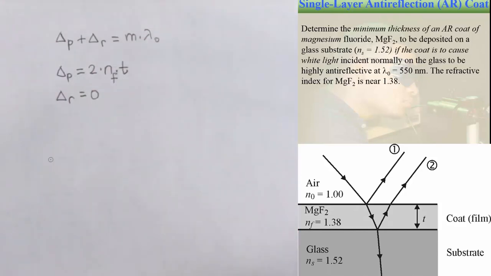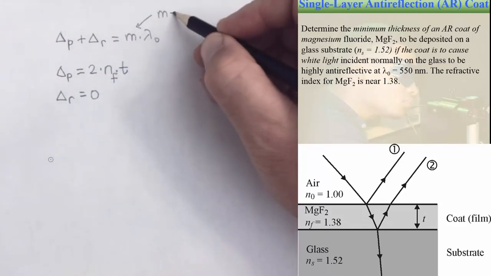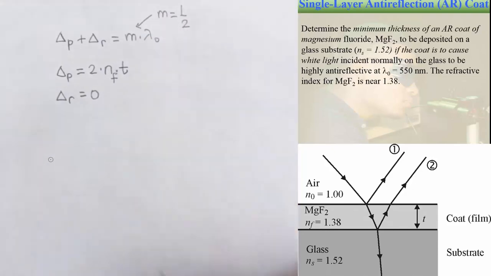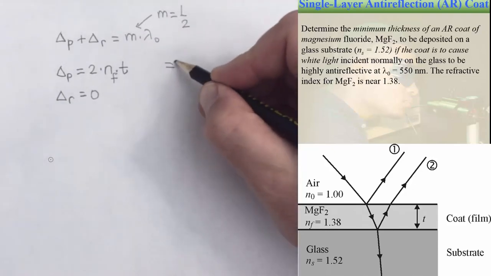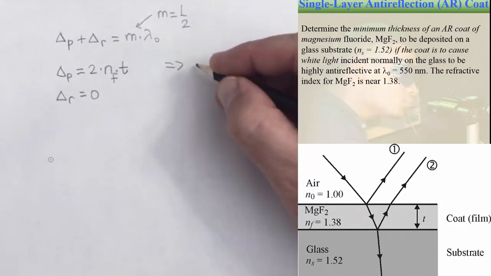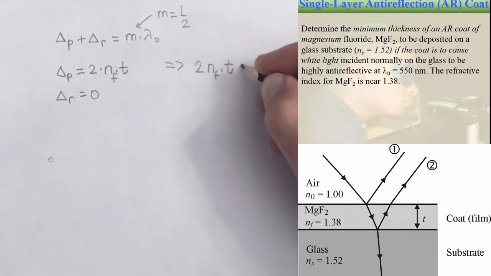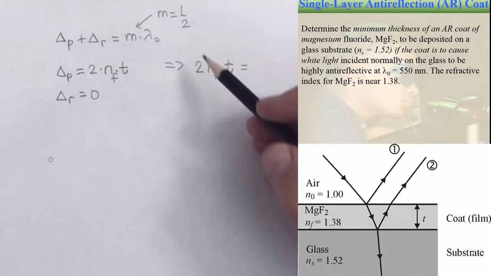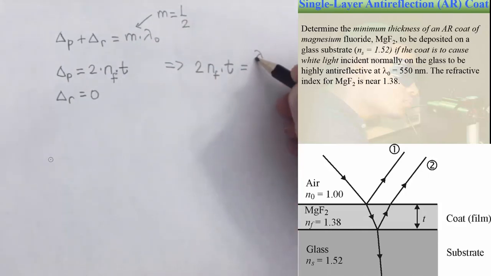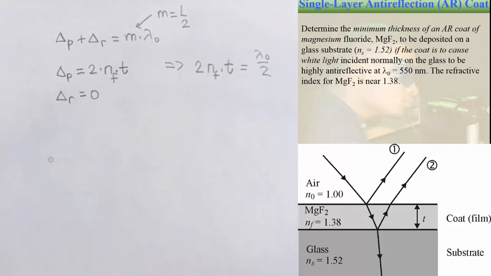So for the destructive interference to take place, we have to take m being equal to 1/2, and then under the assumptions that we established before, we can come up with the following formula. So instead of delta p, we would substitute 2 times n_f times t equal to lambda 0 over 2, with delta sub r equal to 0 as explained before.